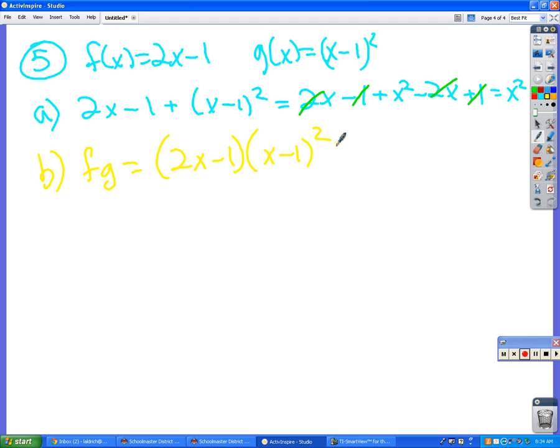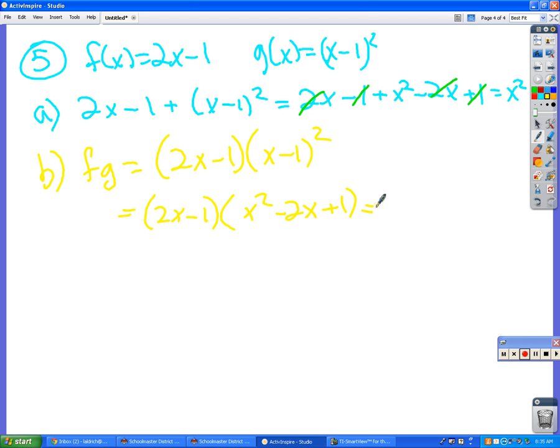Do you want to FOIL those out? It's difficult. If I'm going to do this, then I would need to FOIL out the x minus 1 squared first, which we just figured out in the last problem is x squared minus 2x plus 1. Then if you just want to keep going, okay, so 2x times all three of these.